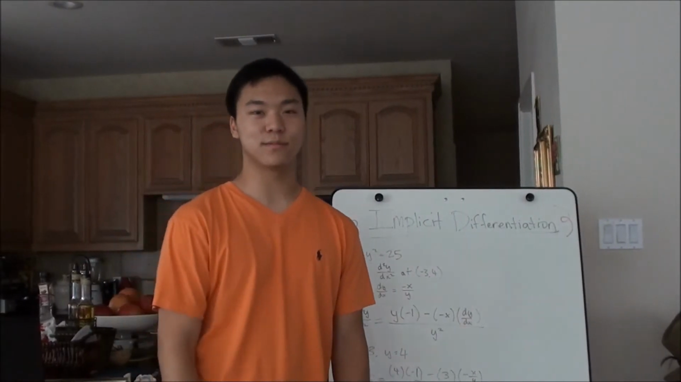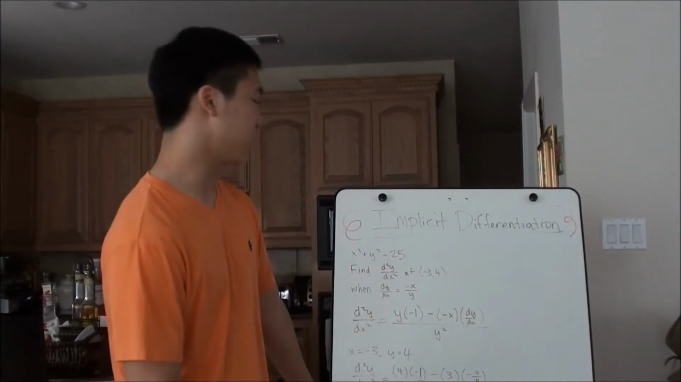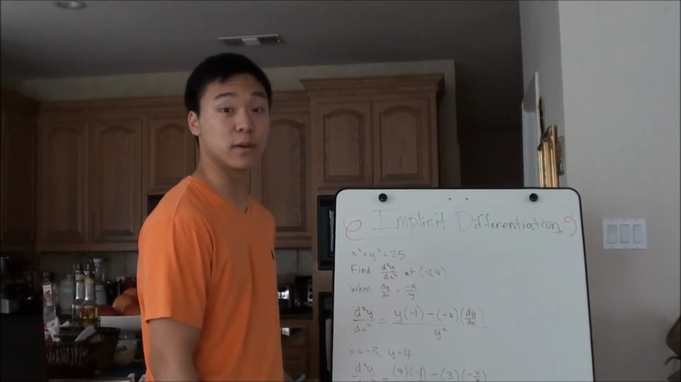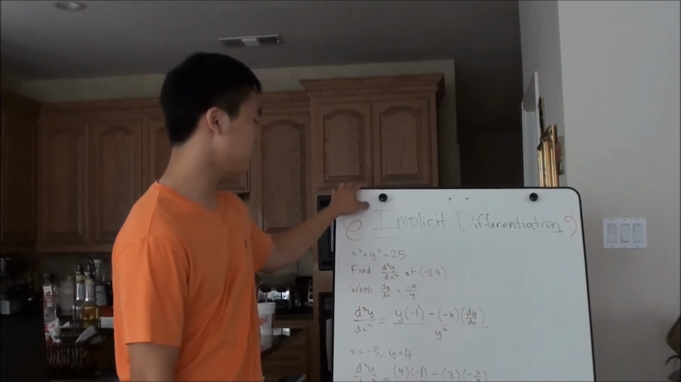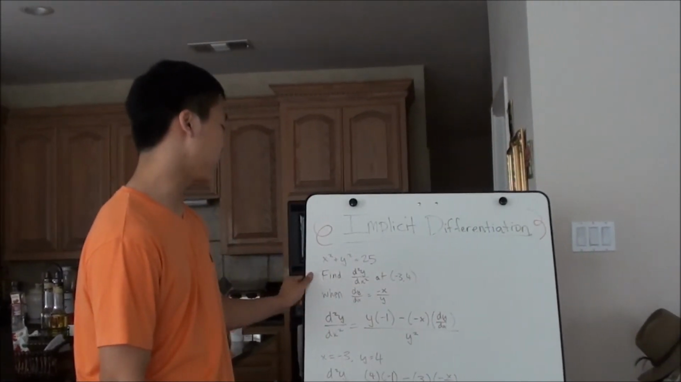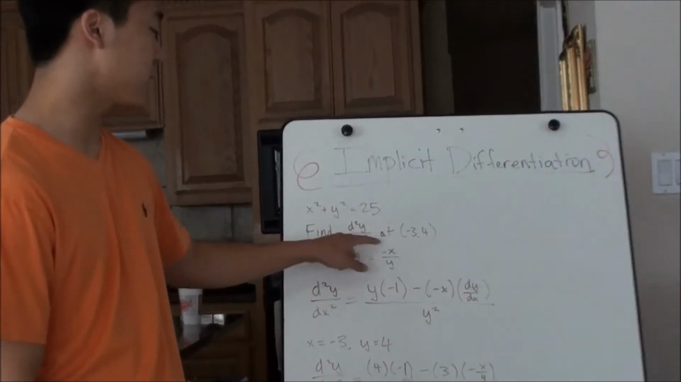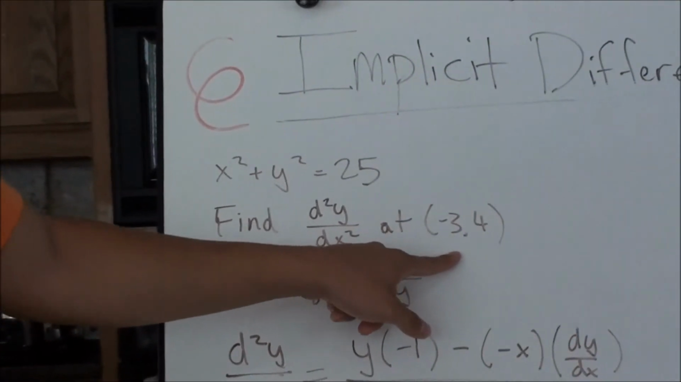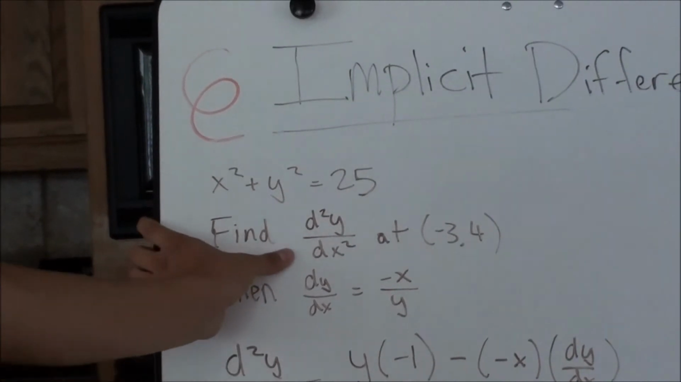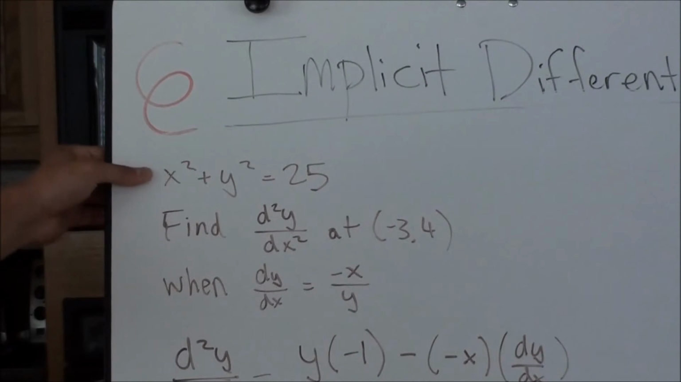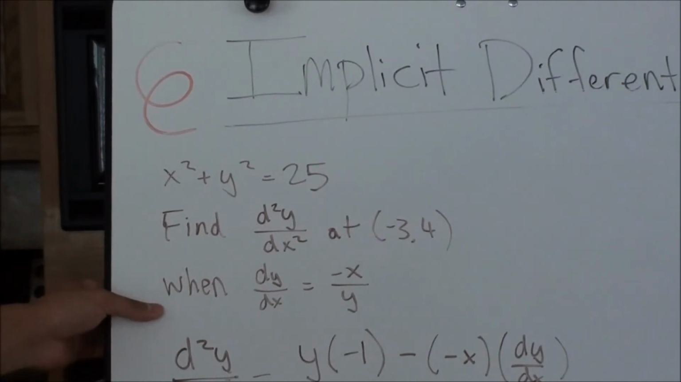Hey guys, I'm Jacob. I'm here to teach you a little bit more about the advanced part of implicit differentiation after my partner Praveen taught you about the basics. So let's jump into this problem right here. It says, find d squared y over dx squared at this point, (-3, 4). If you didn't know, d squared y over dx squared is the second derivative of an equation. So it's asking for the second derivative of this equation, x squared plus y squared equals 25. And it looks like they gave you the first derivative.